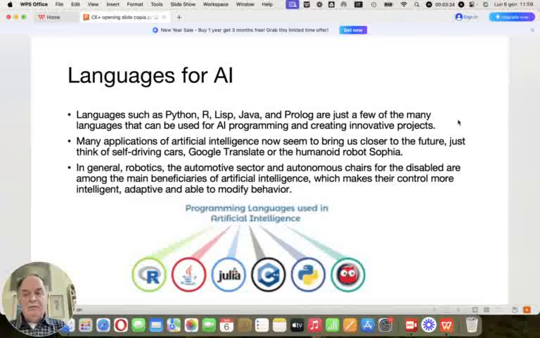In general, robotics, the automotive sector, and autonomous chairs for the disabled are among the main beneficiaries of artificial intelligence, which makes their control more intelligent, adaptive, and able to modify behavior.